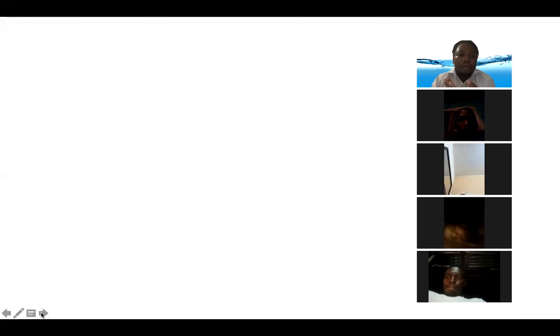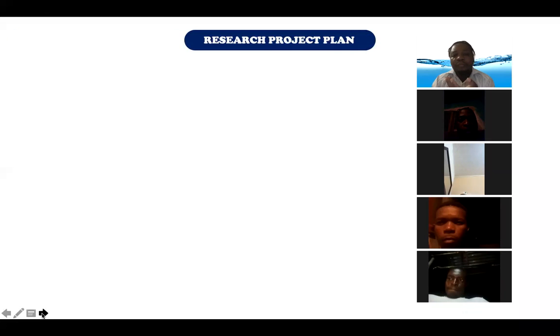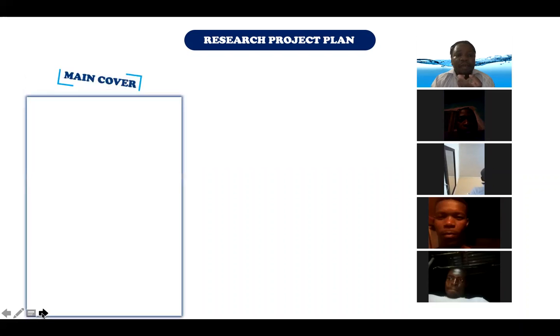So for a start, this is our topic, as you can see from the screen, research project plan. So this is the topic that we'll be dealing with in this meeting. And the first thing that we will have on our project, the paper that we are supposed to submit to the course, or the paper that we are supposed to submit for marking, is the main cover. So we are now going to look at the main components of a main cover.